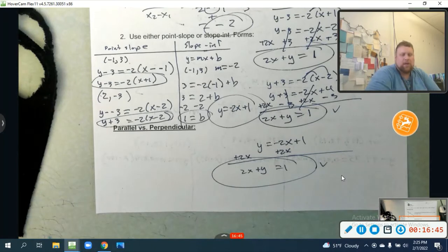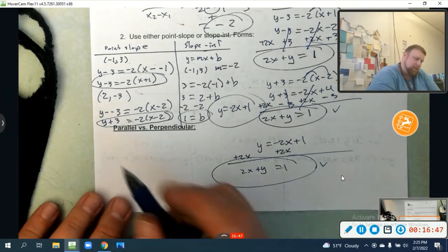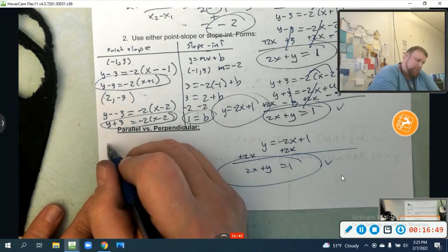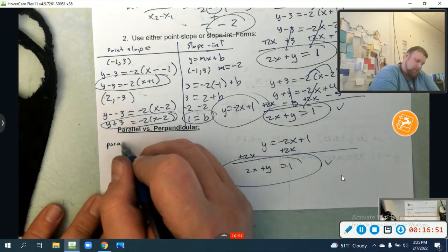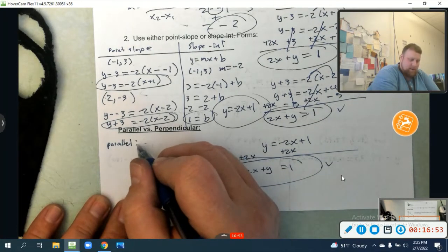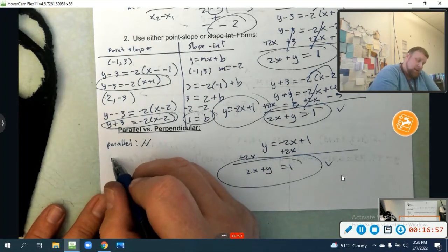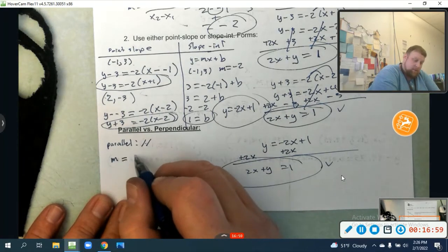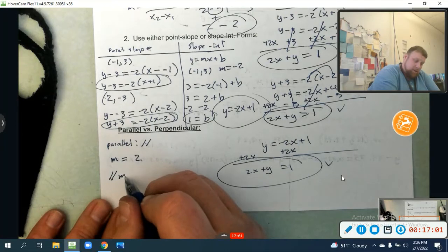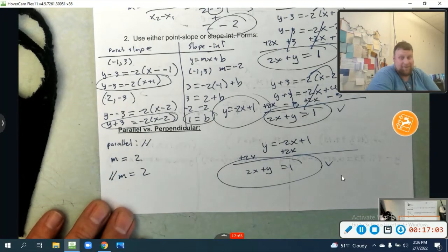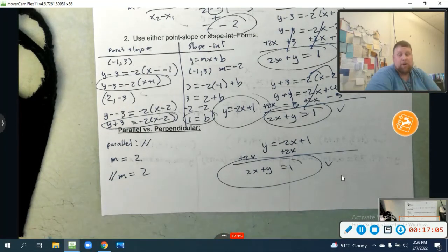The last thing I want to talk about today is parallel versus perpendicular. And if it's a parallel line, we use the symbols like that. And here's what I know. If my slope is equal to 2, my parallel slope equals 2 also. Same slope. Parallel lines have the same slope.